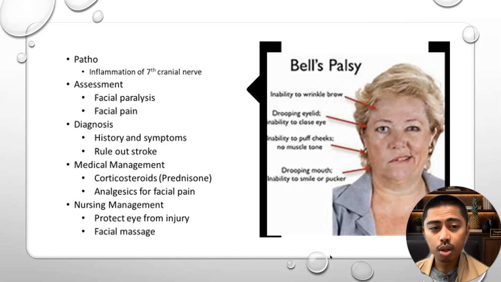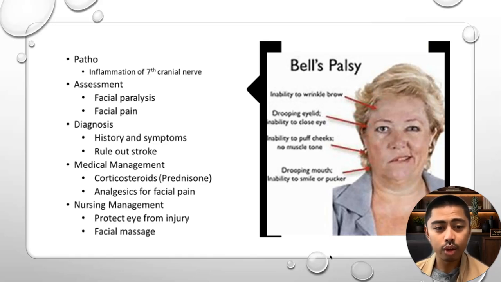Some of the key symptoms to this is a facial droop, inability to close their eyes, inability to wrinkle their forehead, inability to smile or puff their cheeks. They might have possible ear or facial pain. There's usually no changes in level of consciousness for these patients. They usually don't have any limb weakness. So if we can appropriately identify these symptoms, we can rule out a stroke.